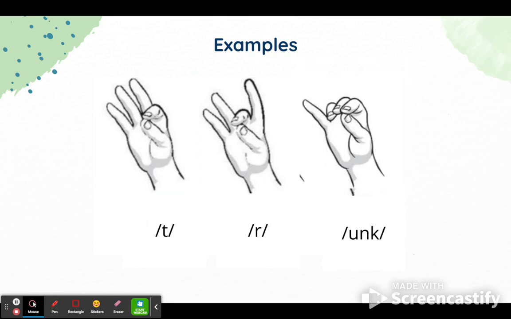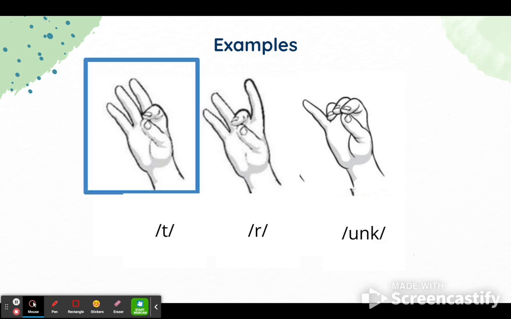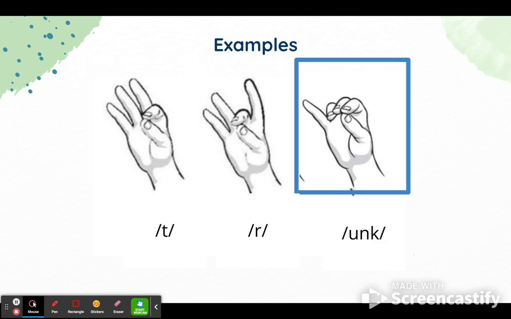Another instance of blending and segmenting words is used during glued sounds, when 3 fingers are glued together to create one sound, unk. These fingers are glued together as U, N, and K make 3 separate sounds of u, n, k, but glued together they make an individual or a new sound, unk. So this word would be tapped as t, r, unk, trunk.